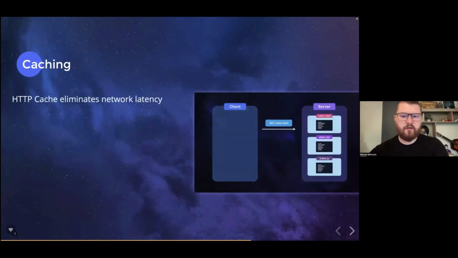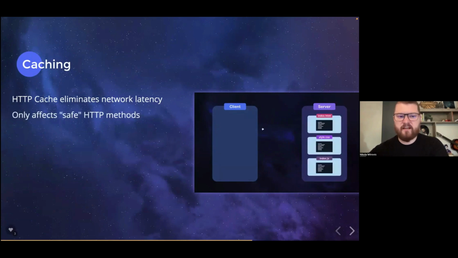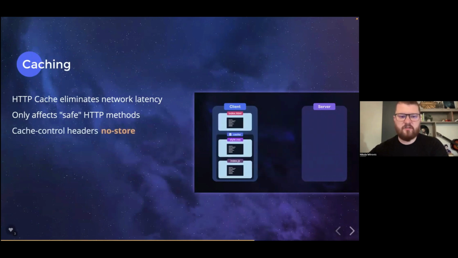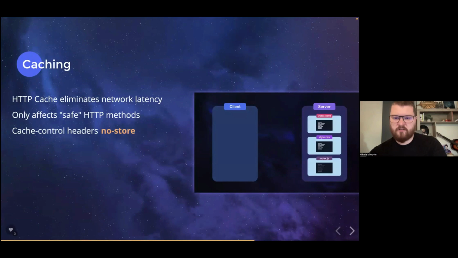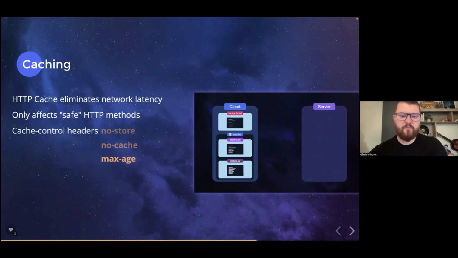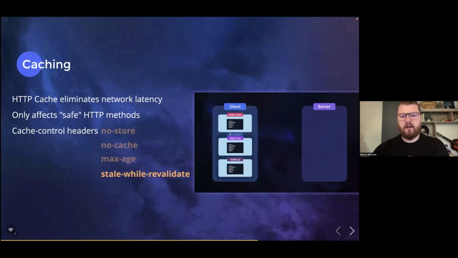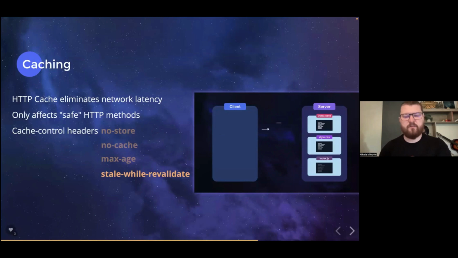Since we're at caching, HTTP cache eliminates network latency, so we can cache some data and use that version of the data without knowing the changes on the backend. It only affects the safe HTTP methods, and we can control it with some headers. So we have no-store, meaning do not store anything in the cache ever. No-cache, meaning that we store some data in the cache, but go to the network and check if there is new data. We can put a timestamp on it, or we can use the stale-while-revalidate pattern, which means that some data after a certain point in time will be considered stale and will be fetched from the cache.